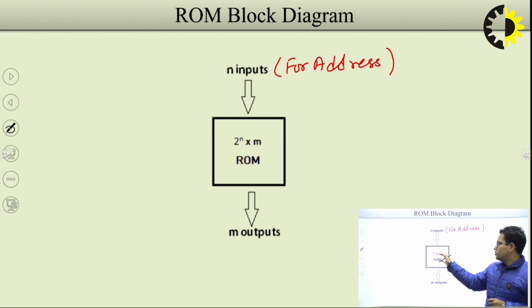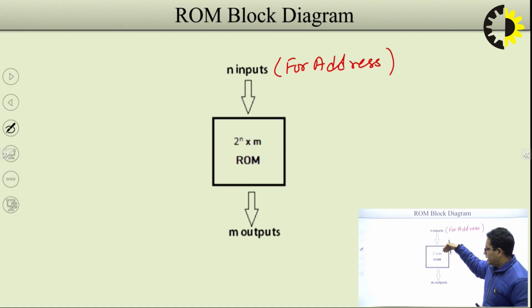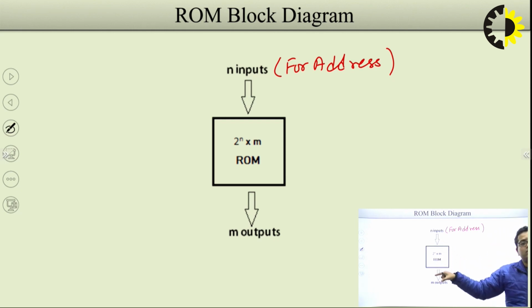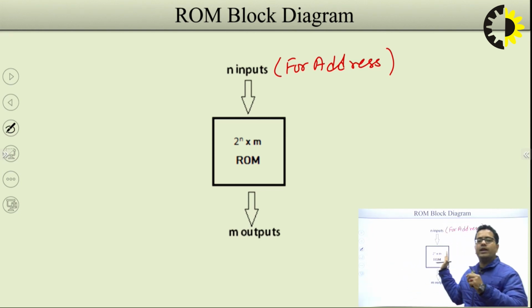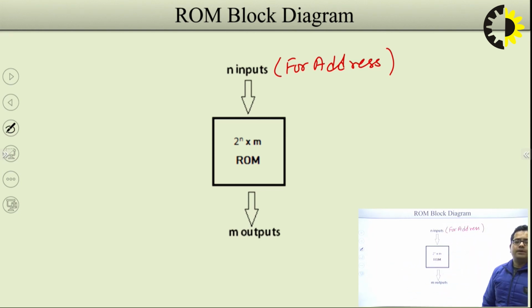And out of that 2 to the power N locations, that particular location will be selected whose values we are giving with the help of the N input lines, and with the help of N output lines, the data inside that particular location which we have accessed is going to move out from the output line. So that is the block diagram for this read only memory.